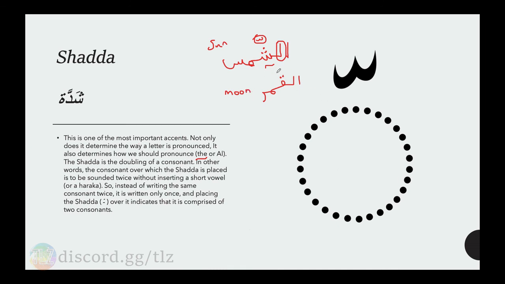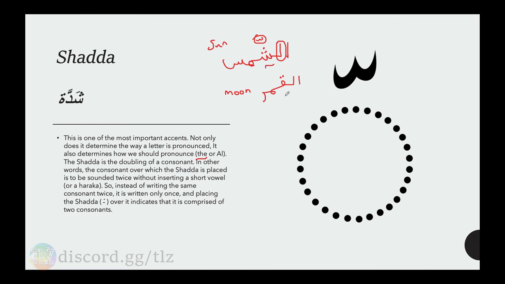This doesn't have a shadda, there's no shadda here, right? So this would be al-qamar, right? And because this has a shadda on it, you don't pronounce the lam. But here you do pronounce it because this doesn't have a shadda on it.